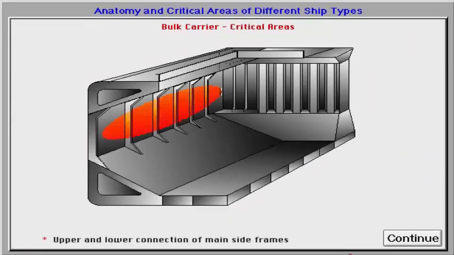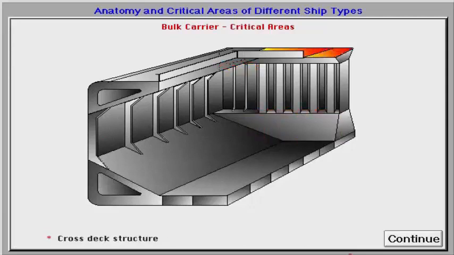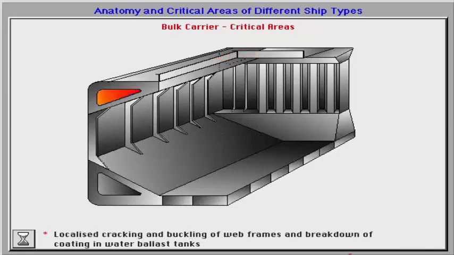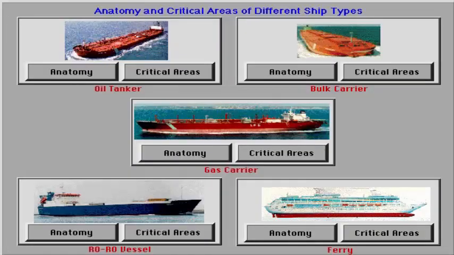Problem areas to be given special attention on board a bulk carrier are upper and lower connection of main side frames, boundaries of transverse bulkheads and bulkhead stools, cross-deck structure, hatch corners and hatch coaming brackets, localized cracking and buckling of web frames, and breakdown of coating in water ballast tanks. Inner bottom plating and hopper plating intersection.